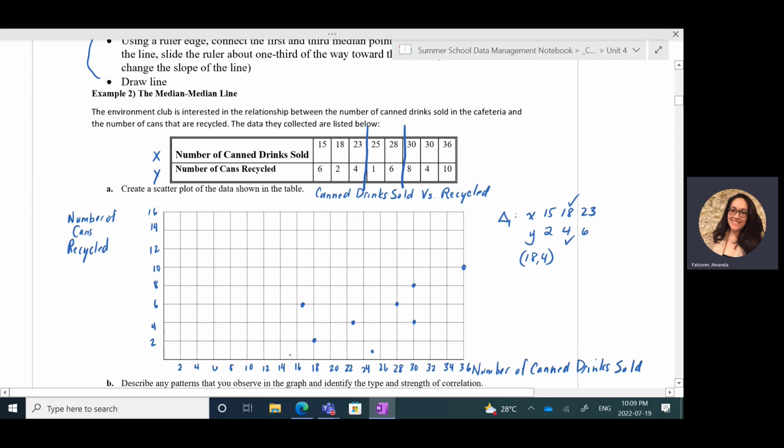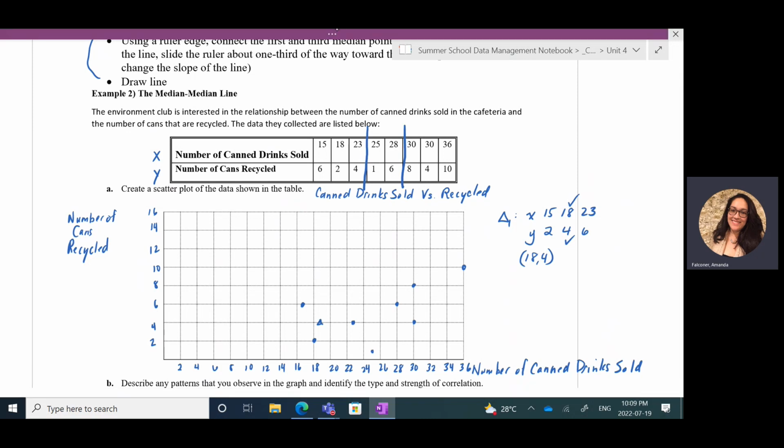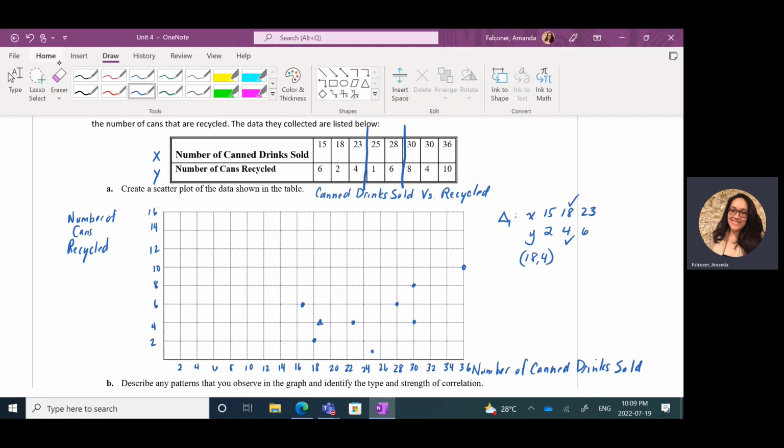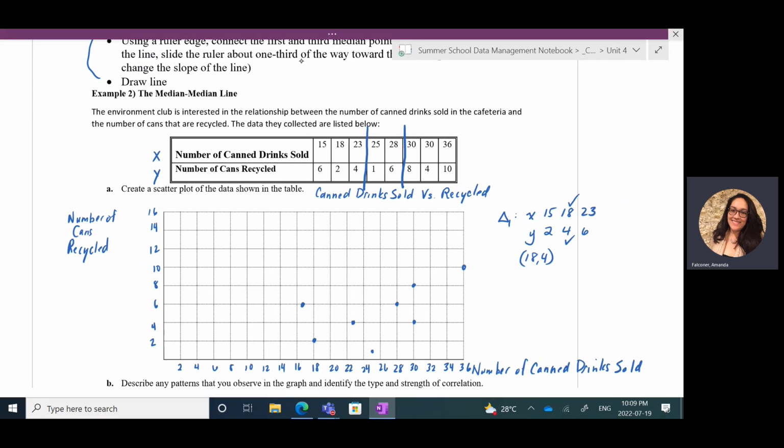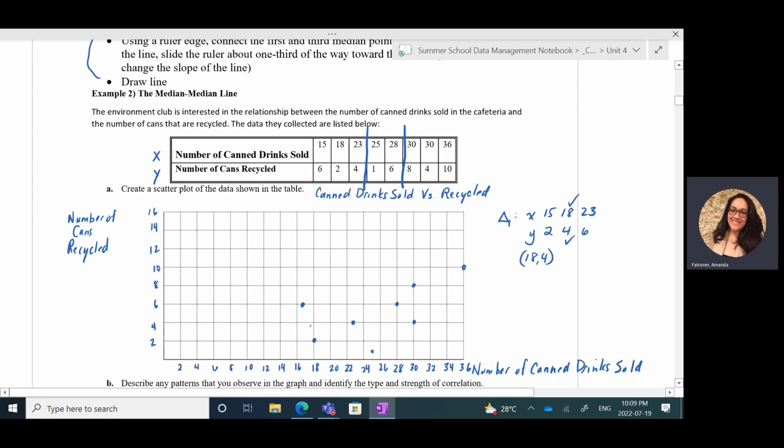And I'm going to even draw it on my grid here on my scatter plot, 18 and 4. So I'm going to do a little, I'm really over to the side here, 18 and 4. A little bit off there. Maybe I'll use red. So 18 and 4, this is my first delta.